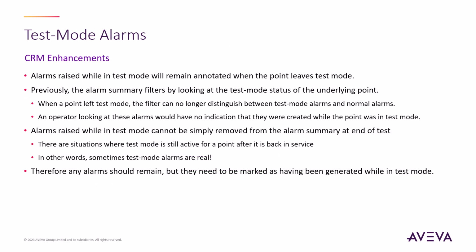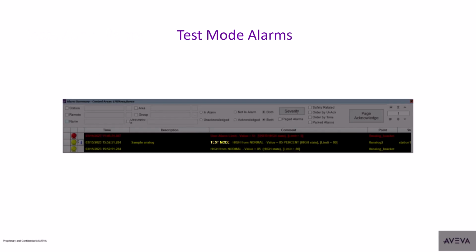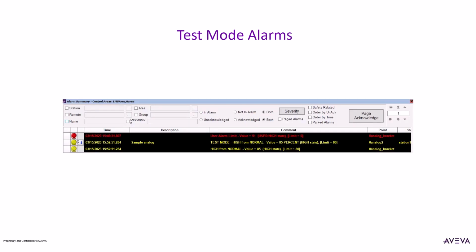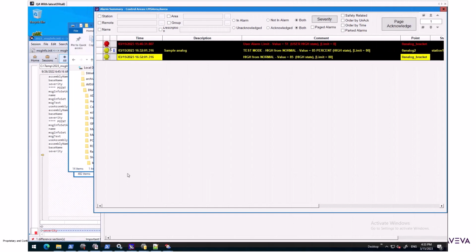SCADA was enhanced by annotating alarms generated while test mode is active, and re-announcing these alarms if the active alarm persists when test mode is ended. An alarm message that is generated while the point is in test mode will be annotated with a test mode string to indicate that the alarm was generated while the point was in test mode. When the test mode has ended for a point and there are active alarms on the point, these alarms will be re-annunciated. Next, we will see how the alarms are re-annunciated.